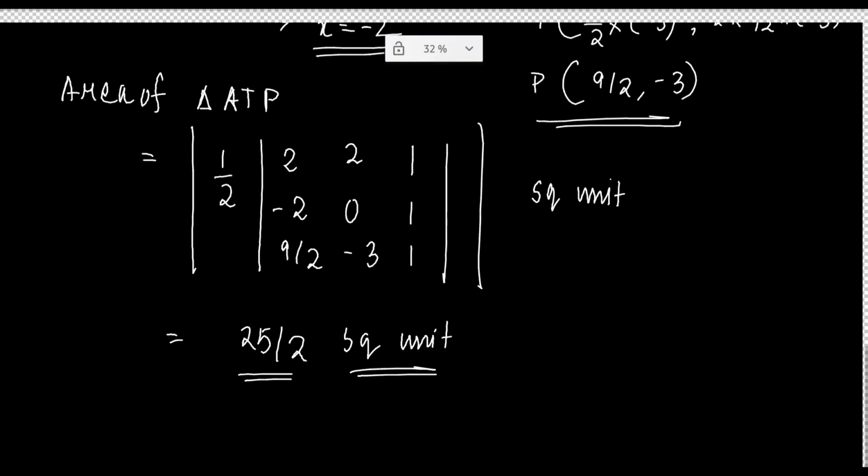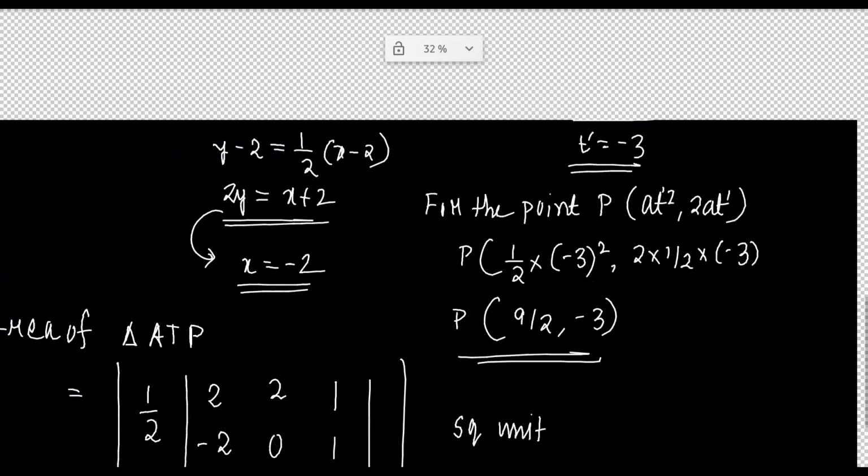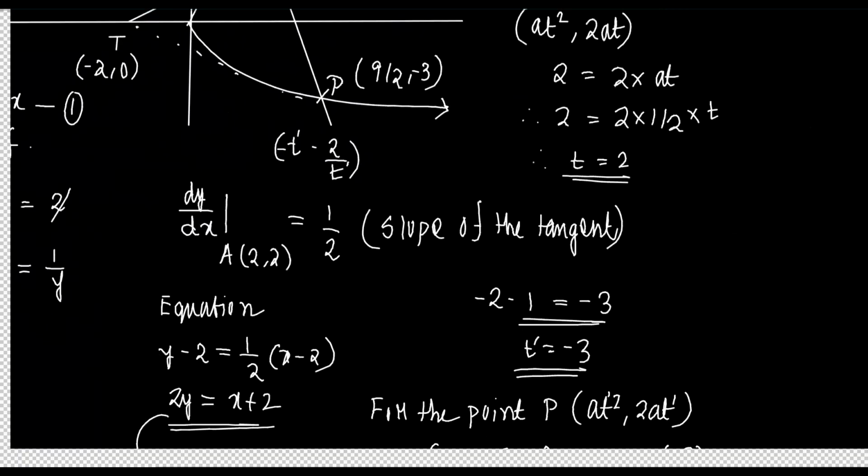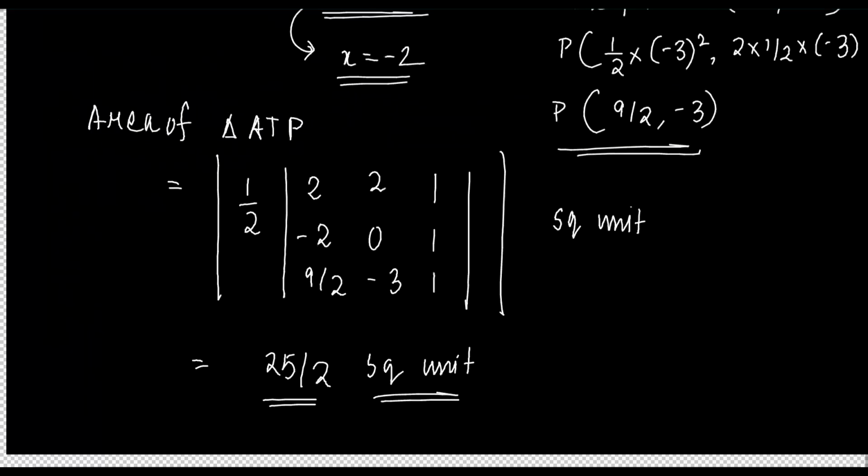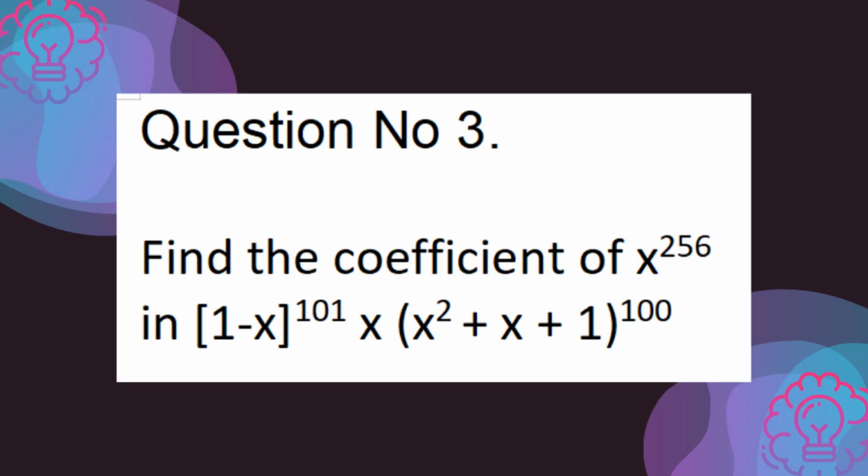Okay, just the calculation based and the tangent normal concept. So this was the second question. Now we come to our third question. In the third question, it is given: find the coefficient of x to the power 256 in this expression that is given, 1 minus x to the power 101 into x square plus x plus 1 to the power 100. This is a very interesting question.